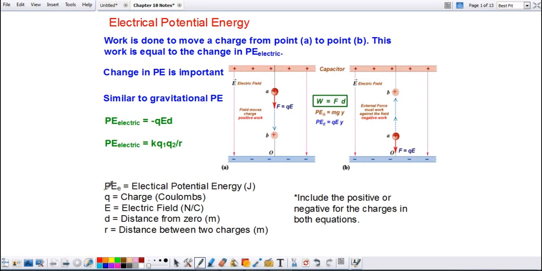Okay? Things we need to remember: electric potential energy should be in joules, the charge should be in coulombs, electric field should be in newtons per coulomb, distance from 0 is in meters in the letter D, the distance between the two charges is R, and again, both of those are in meters. We should include the positive or negatives for the charges in both these equations. When we were doing the fields and the forces, we just looked at the directions later. This is a scalar. We're not worried about the direction here, which means we do need to include the negatives in our equations.